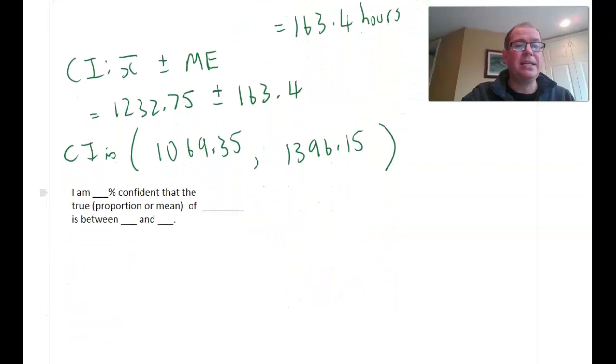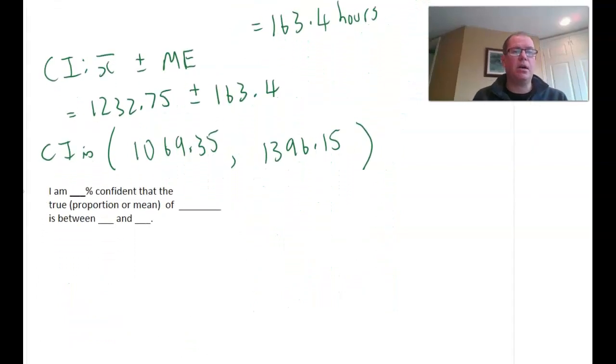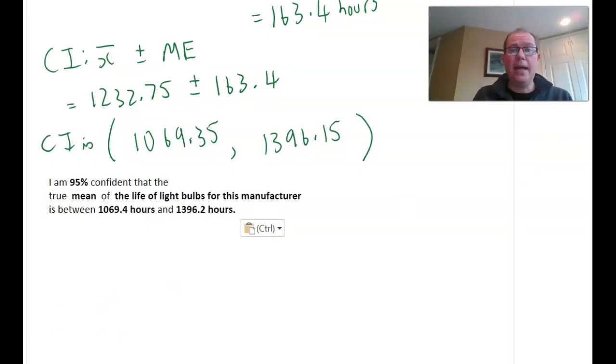So our classic sentence is, I am blank percent confident that the true, whether it's proportion or mean, of whatever it is is between blank and blank. And now we fill in the blanks. So let's do that by magic. And there we have it. I am 95% confident that the true mean of the light bulbs for this manufacturer, we don't know which manufacturer, is between 1,069.4 hours and 1,396.2 hours. Notice I chose to round to one decimal place there because I didn't think 2 was really needed. So you can decide how many decimal places.